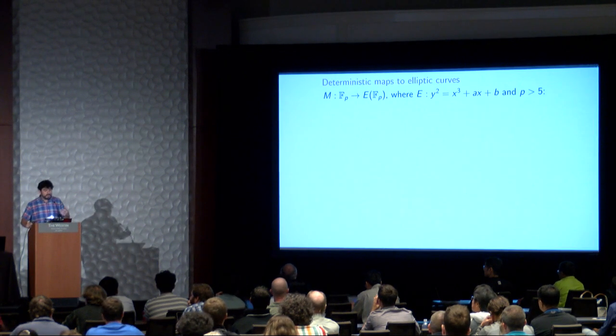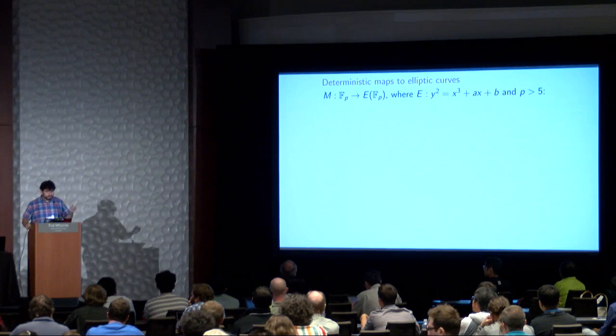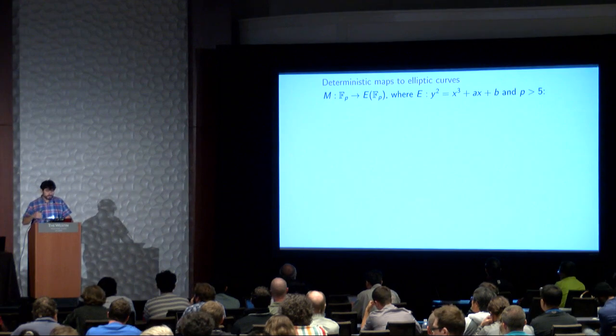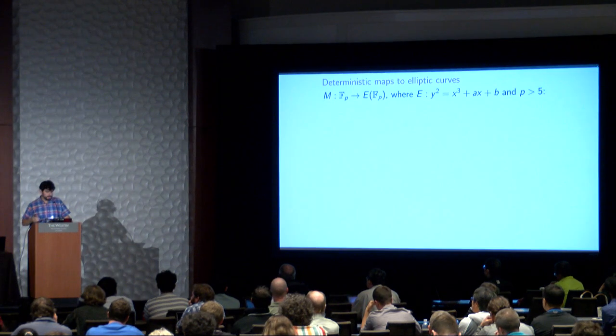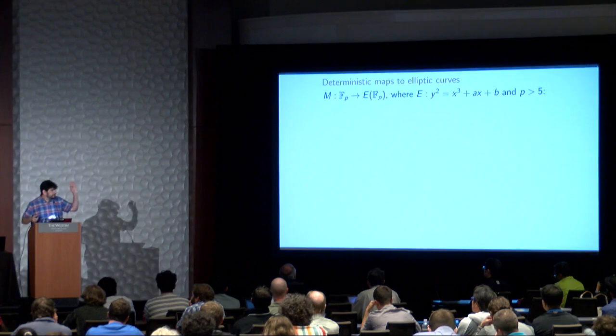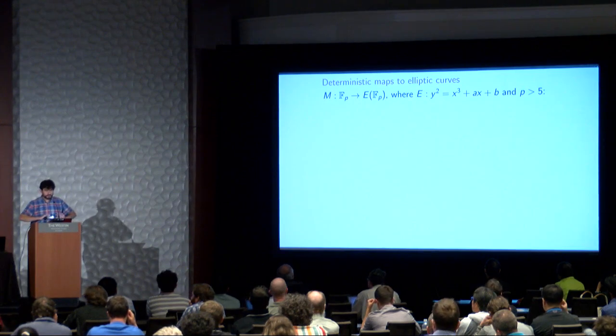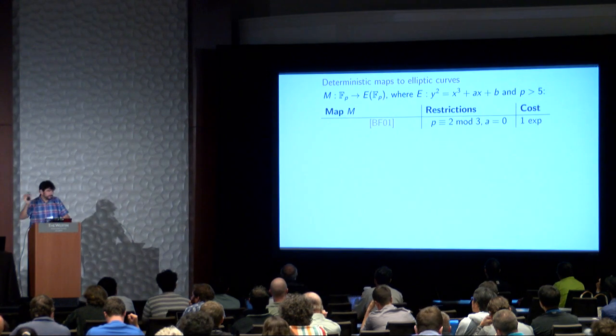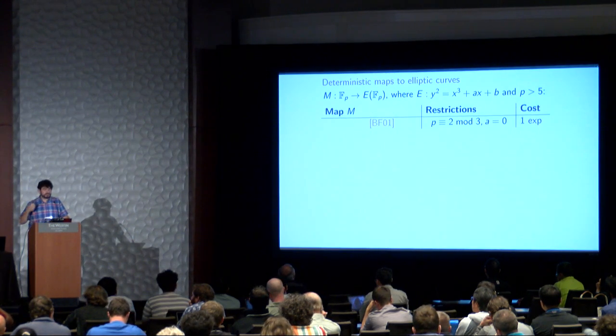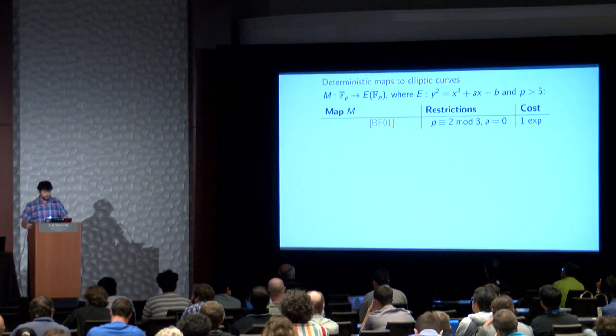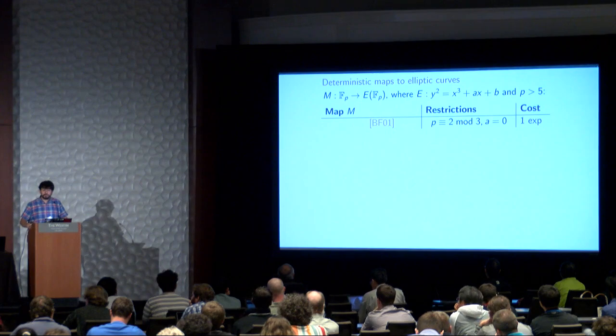What we really want is a deterministic map from a field to points on a curve over that field. In particular, we're going to focus today on curves of odd characteristic, which means as long as p is greater than 3, we need 5 for other reasons, we can write the curve equation as y squared equals x cubed plus ax plus b. Every elliptic curve can be expressed that way. There's a rich history of these hash functions. In 2001, for example, Boneh and Franklin showed how to do this pretty cheaply for certain supersingular curves over fields with characteristic congruent to 2 mod 3.